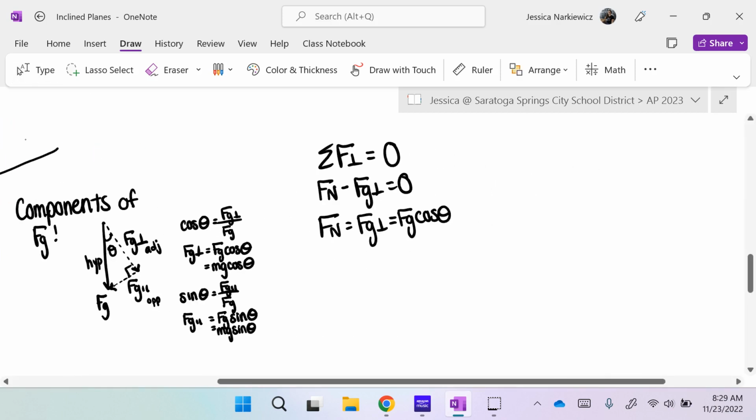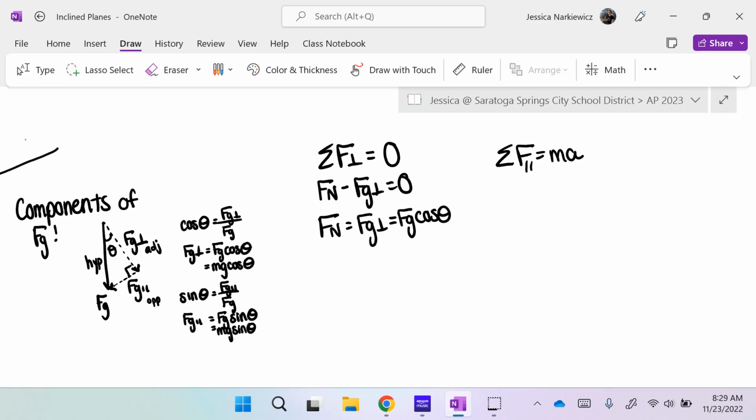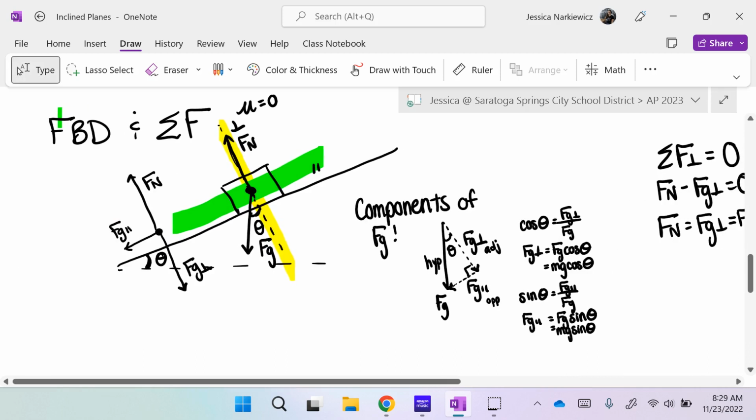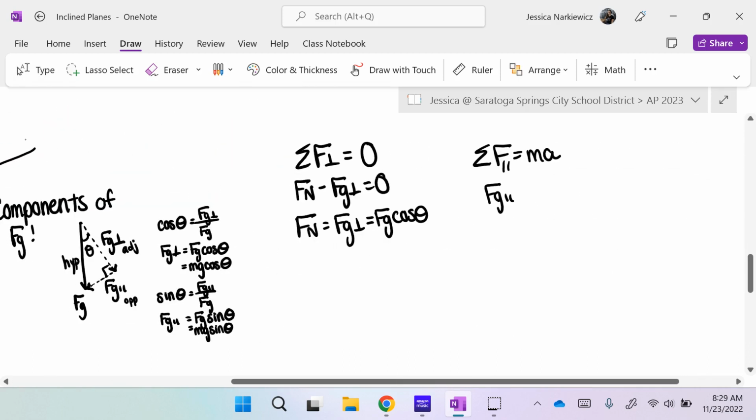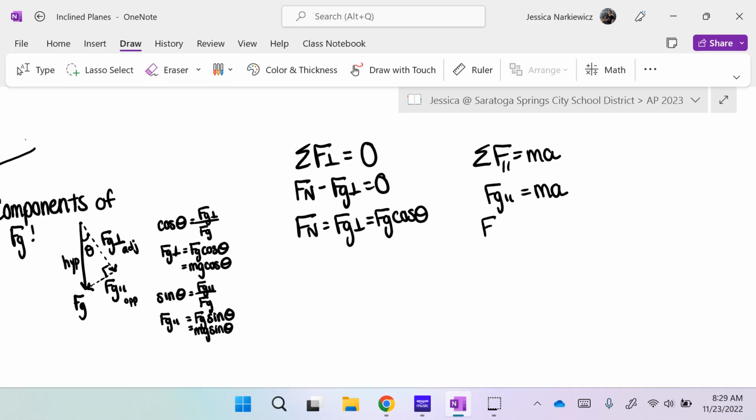Then in the parallel direction, that's the direction that I am accelerating, I have an FG parallel as the only force up or down the incline. So that's going to equal ma. So I have an FG sine theta equals ma. And if I substitute in for FG with mg, I can actually get an equation for the acceleration, that the acceleration is based off of g sine theta.